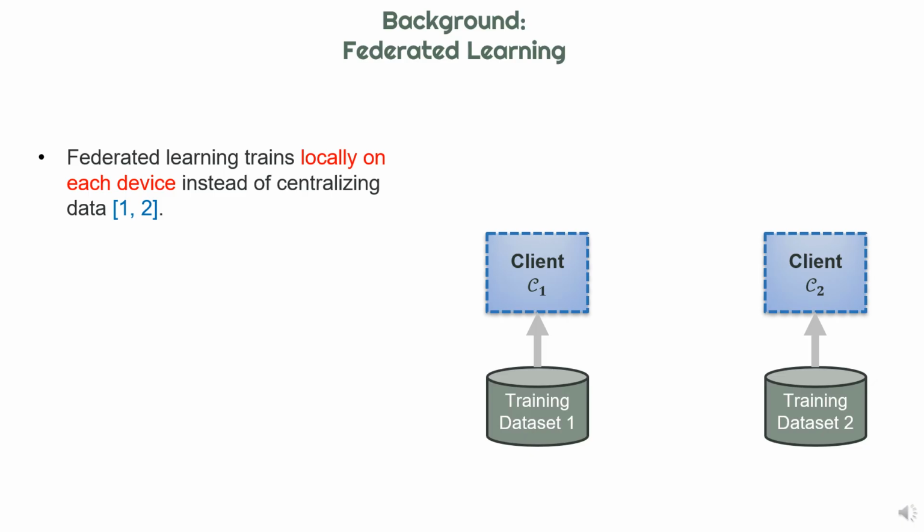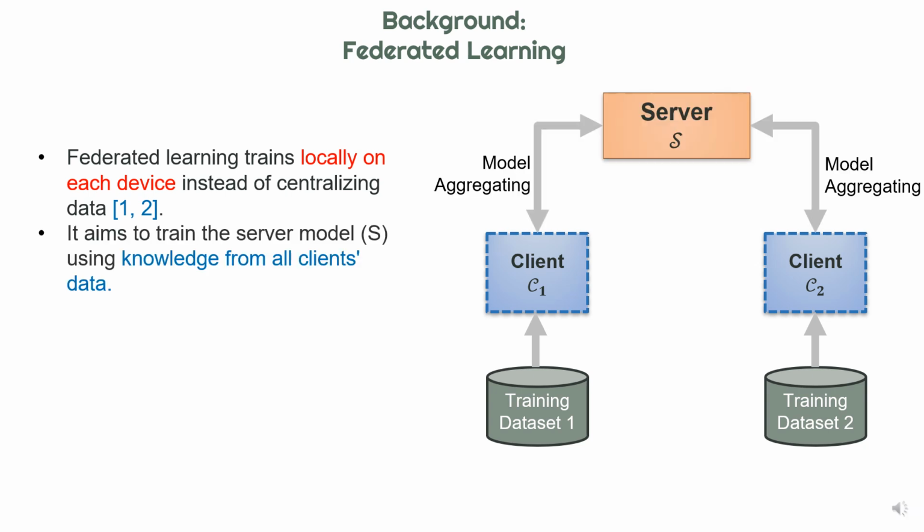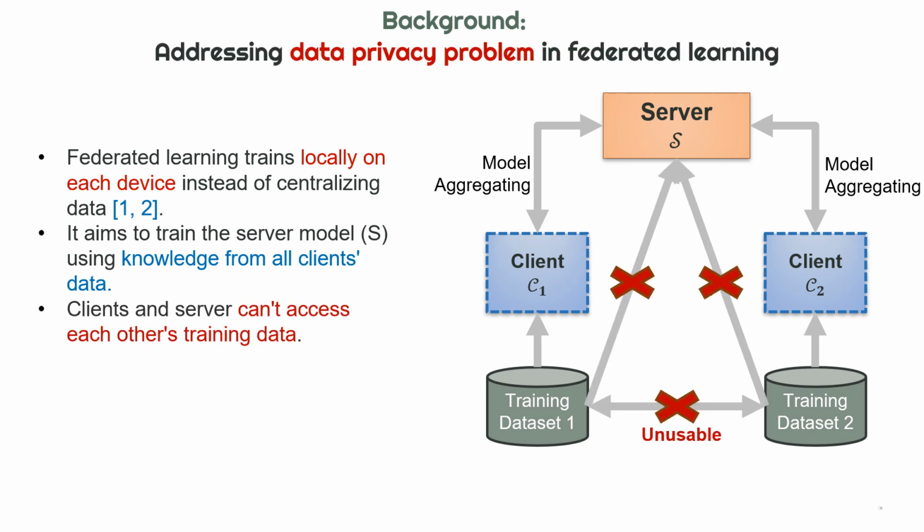First of all, let's start with some background information of federated learning. In the definition, federated learning trains locally on each device instead of centralizing data. And it aims to train the server model, using knowledge from all clients' data. But please note that, in this setting, clients and server can't access each other's training data.